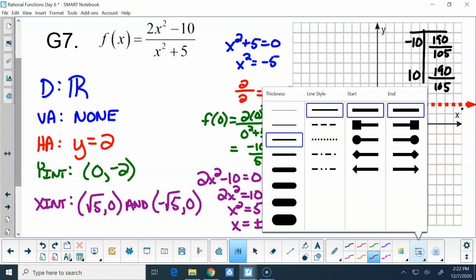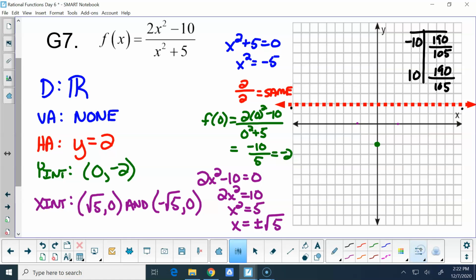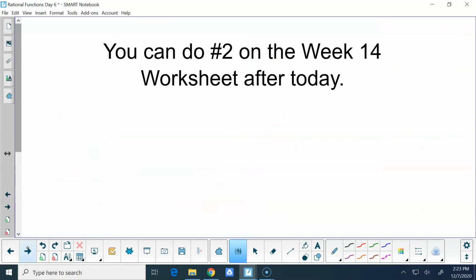So my graph here looks like it comes in through here, comes down, crosses over there, crosses back over, and away it goes. It's off to the races. It's just got a little bit of a valley in it halfway through. And that's that. From there, you can now do number 2 on the worksheet for week 14. See you in class tomorrow.